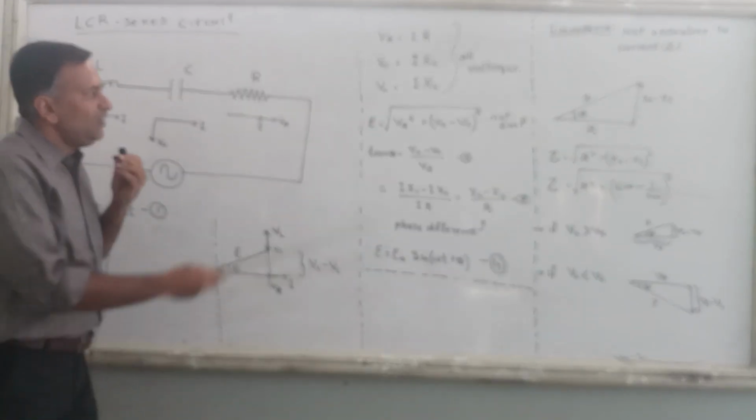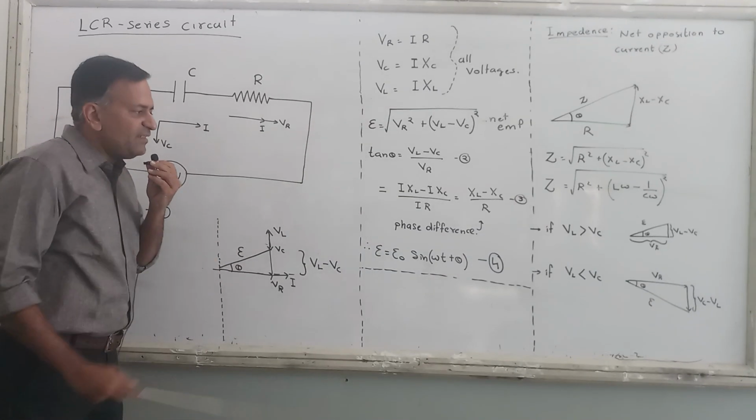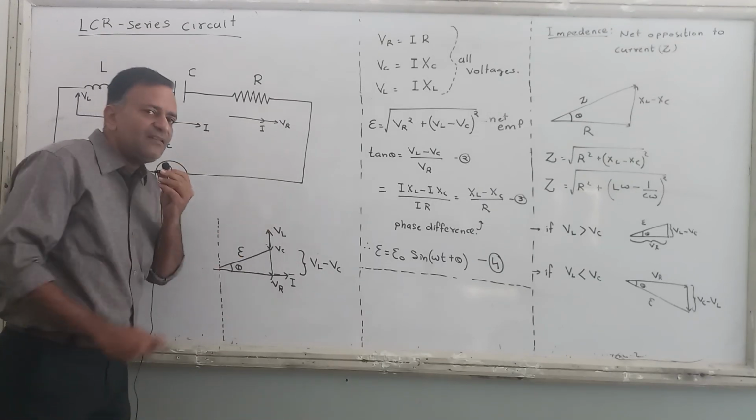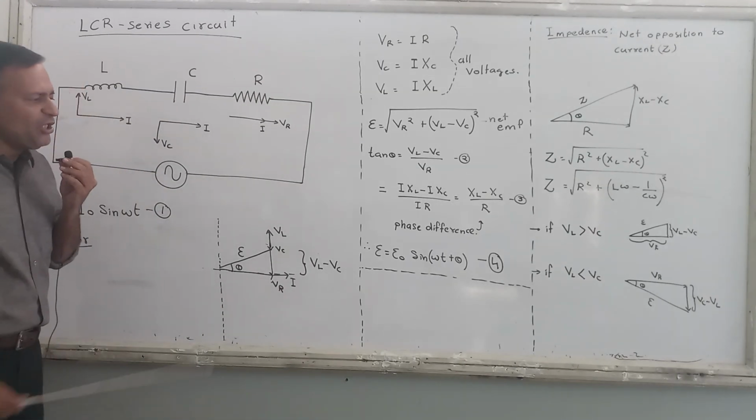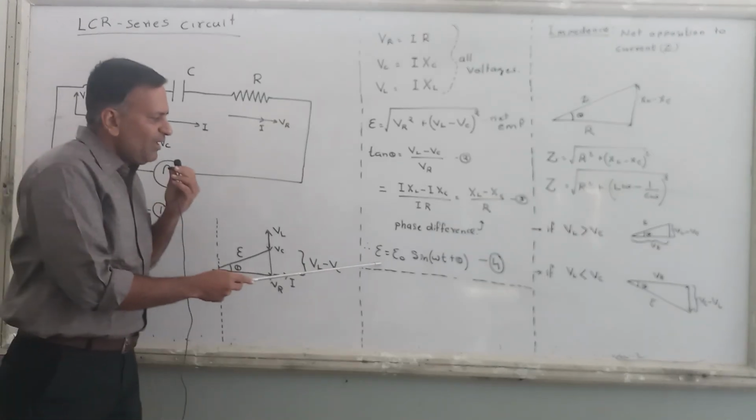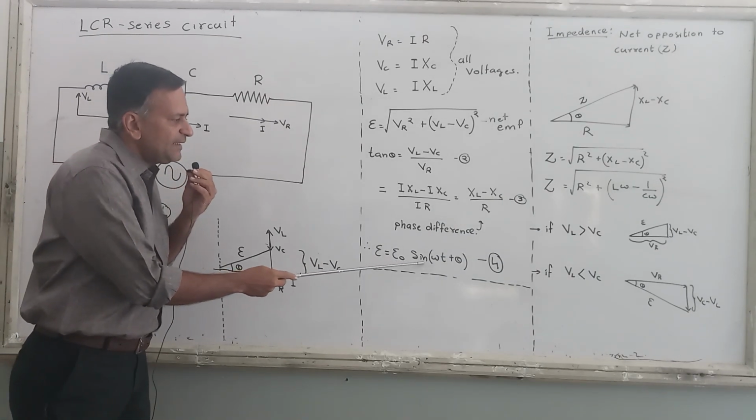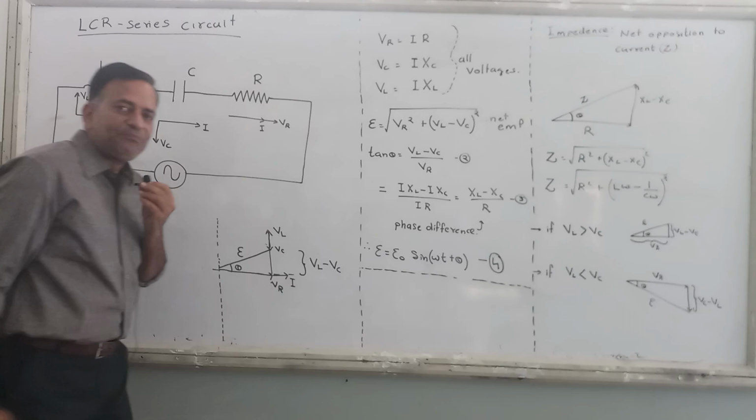Okay, I have told you what the magnitude of voltage is. I have told you what theta is. So I can now make the equation of EMF. EMF is equal to epsilon 0 sin(omega t plus theta).